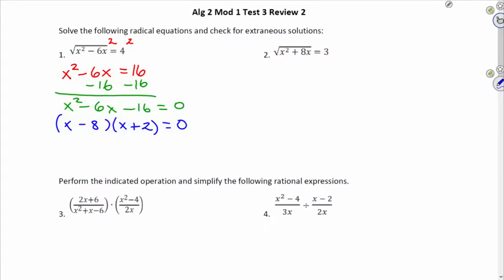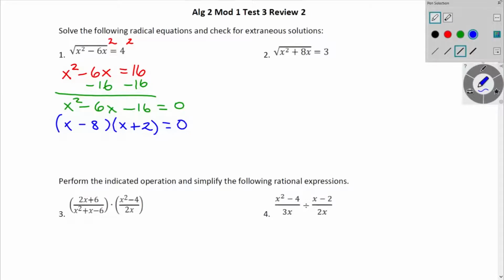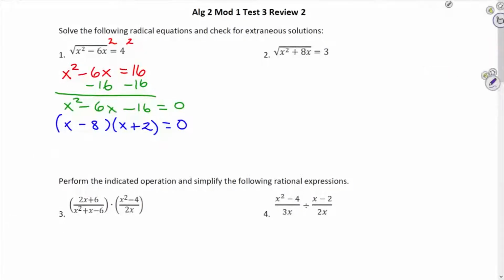Okay, and now this is factored. I can use the zero product property to say, well, what number minus 8 equals 0? And that's true for x equals 8. And what number plus 2 equals 0? And that's x equals negative 2. Now, before I am done with this problem, I have to check that I don't get any extraneous solutions.